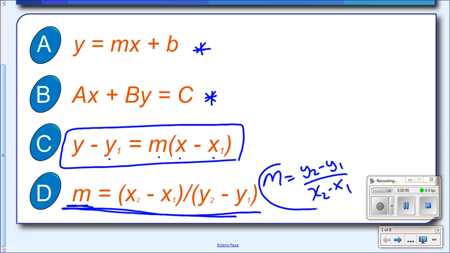We're also going to need this form right here for slope, because what we're going to look at today is if you're given 2 points, how do you find an equation? The last time we talked about point slope, we were given the slope and then 1 point to plug in.